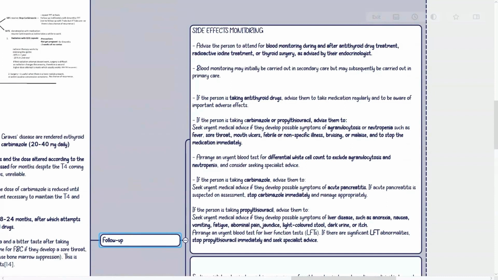If the person is taking propylthiouracil, advise them to seek urgent medical advice if they develop possible symptoms of liver disease, such as anorexia, nausea, vomiting, fatigue, abdominal pain, jaundice, light-colored stool, dark urine, or itch. Arrange an urgent blood test for liver function tests, LFTs. If there are significant LFT abnormalities, stop propylthiouracil immediately and seek specialist advice.